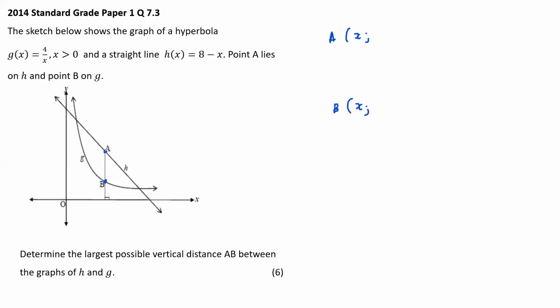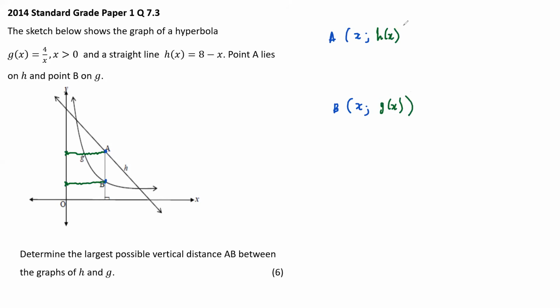You'd expect that the y value for A is right here at the top, while the y value for B is down here. Typically in maths, the y value of A, since A is on the graph of h of x, will be h of x. That's what A would be. The y value for B, since B is on the graph of g of x, will just be g of x.